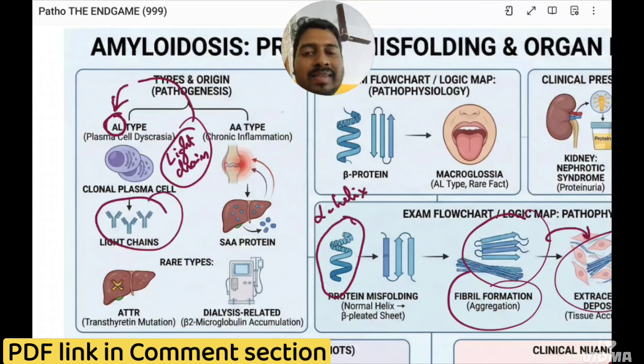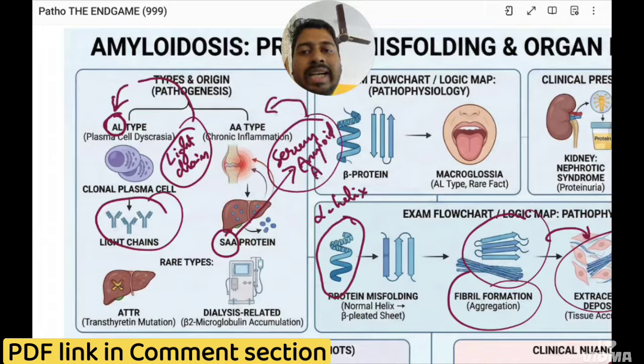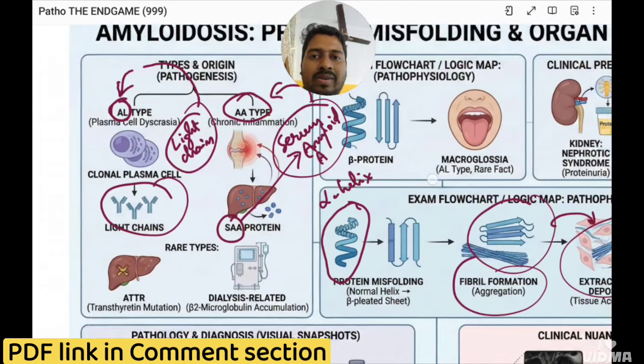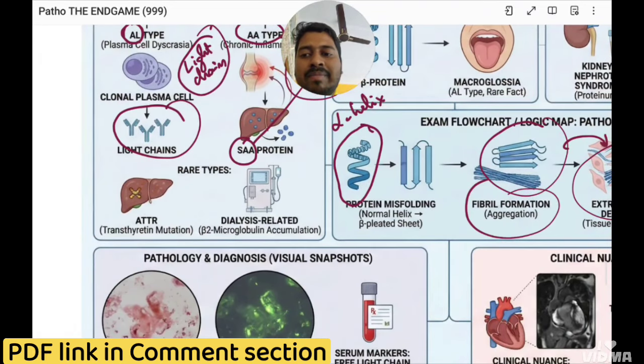Similarly, in chronic inflammation such as Crohn's disease or inflammatory bowel disease or some other chronic pathologies, because of the chronic pathology, the liver releases increased SAA. This SAA is nothing but serum amyloid A. This is a normal protein, but when it is misfolded, it gets aggregated into AA type of amyloid and causes organ dysfunction.